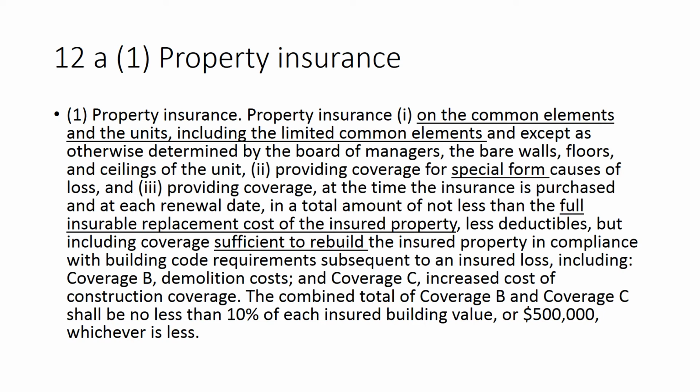Property insurance. The property insurance for a condo association is supposed to cover the entirety of the common elements, including limited common elements. And then it explains the concept of an airspace condominium, providing coverage for special form causes of loss, which is the way we describe sometimes all risk. And it provides coverage for full insurable replacement cost of the insured property. That's the term I used earlier. That's what you're looking for. Full insurable replacement cost, less deductibles, but including coverage sufficient to rebuild, which includes building to today's standards, because obviously that's what you'd have to do.